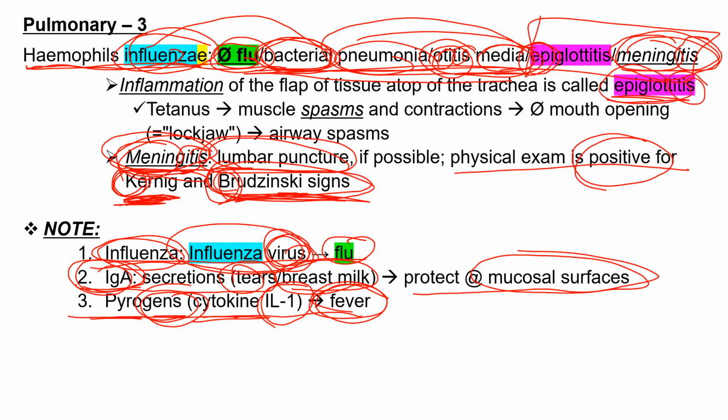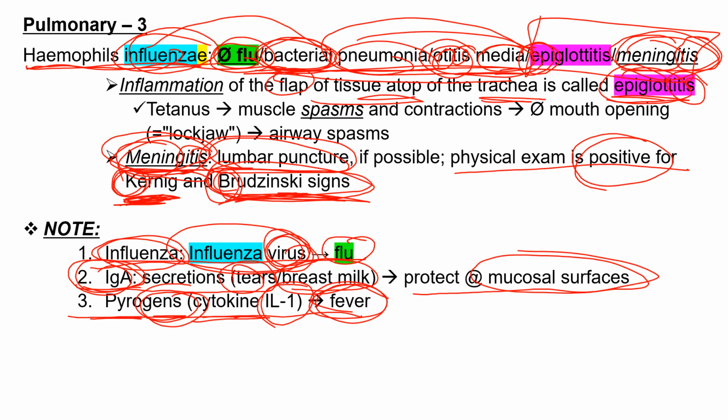Now let's go over epiglottis inflammation. Itis of the epiglottis, epiglottitis. What is epiglottis? It's a flap of tissue on top of the trachea that closes when you're swallowing. If that flap of tissue is swollen, you can't swallow and you can't breathe. Trachea is going to be closed and patient suffocates because you can't inhale, and that is a medical emergency.